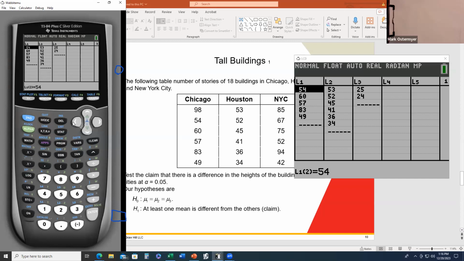Then what's going on over here? What did I miss over here? There we go. All right. Now we'll type in New York City: 85, 67, 75, 52, and 84. All right, we're ready for ANOVA.